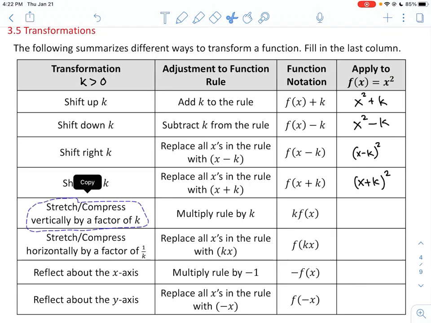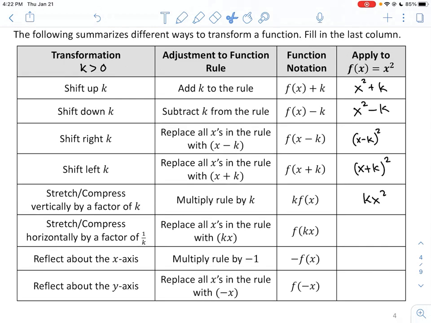If you want to stretch or compress vertically by a factor of k, now if this k here is more than 1, then we'll get the stretching. If k is less than 1, we'll get the compression. We just multiply the rule by k. So it looks like this in function notation. You do k times the rule. So if I want to stretch or compress x squared by a factor of k, then I just do kx squared.